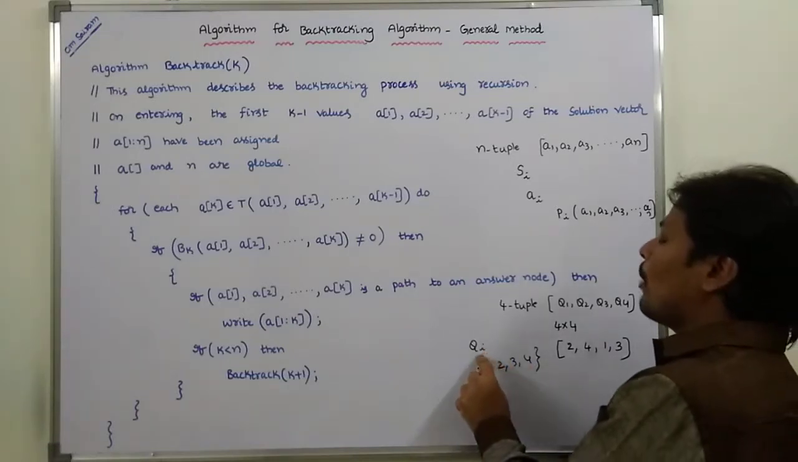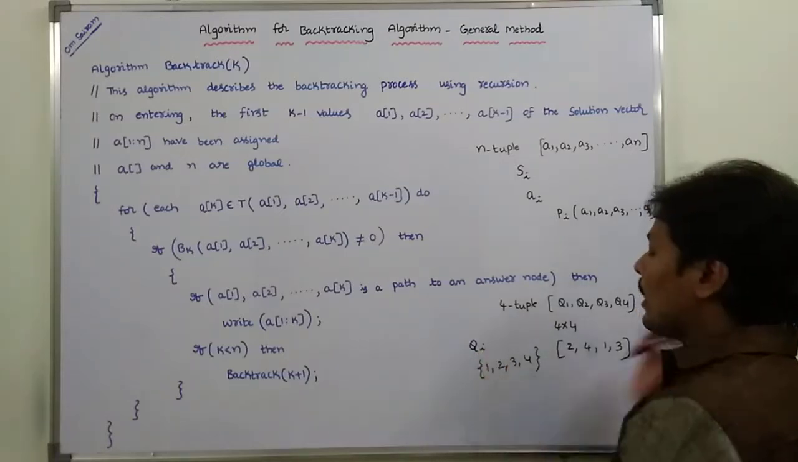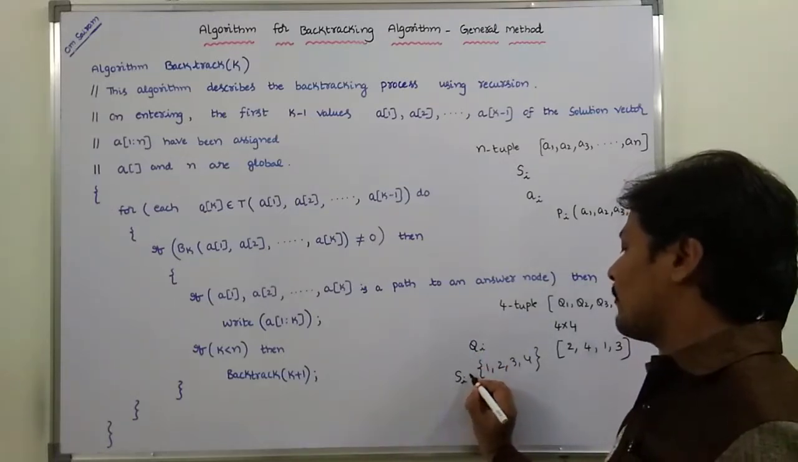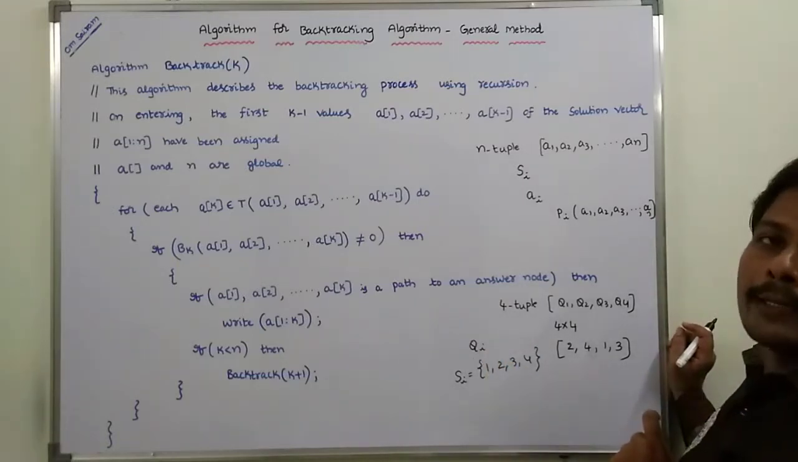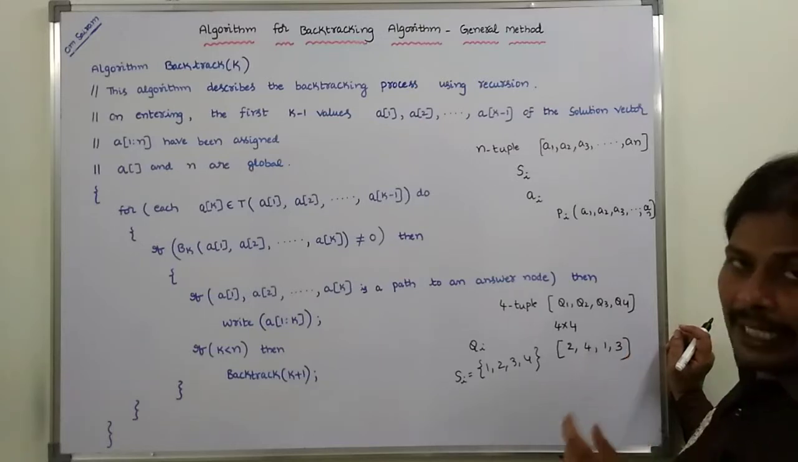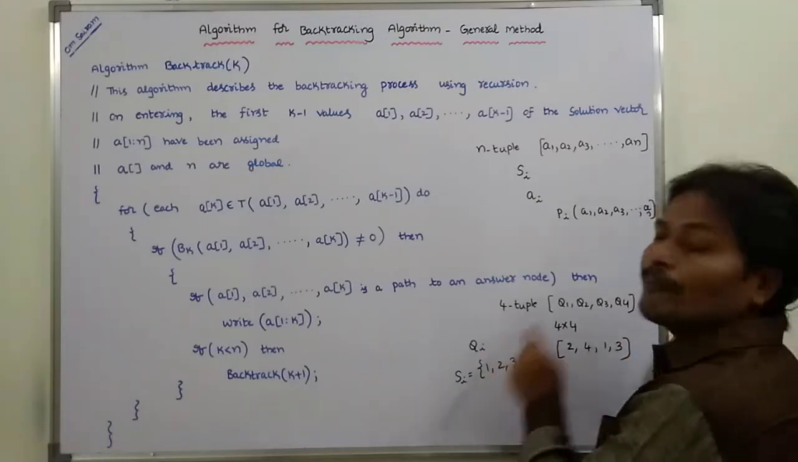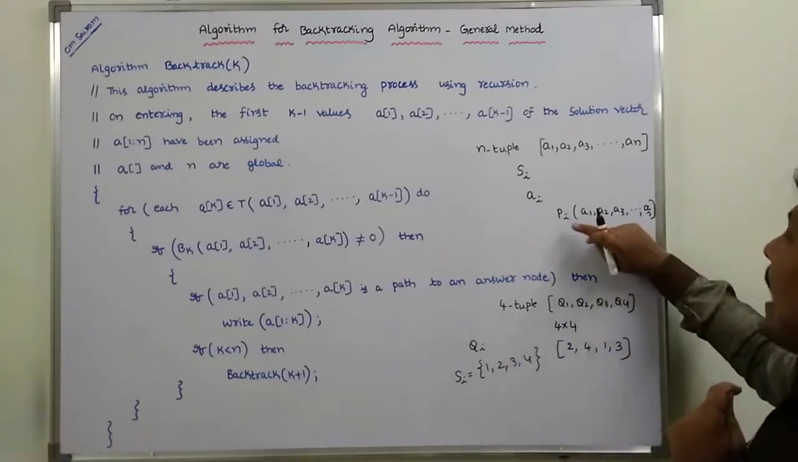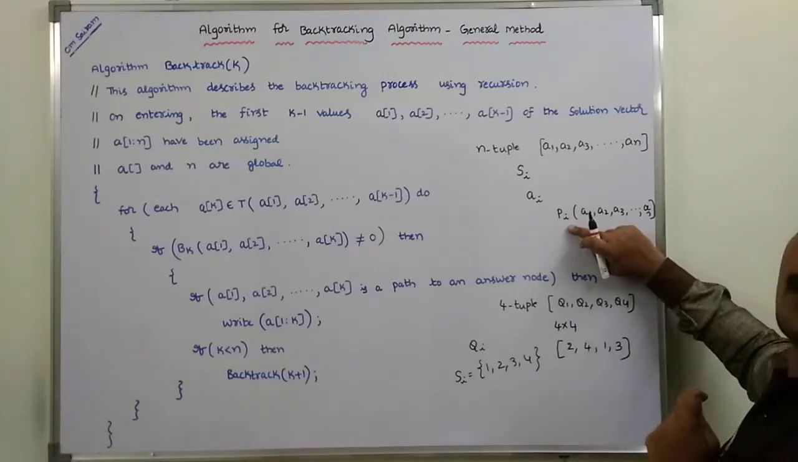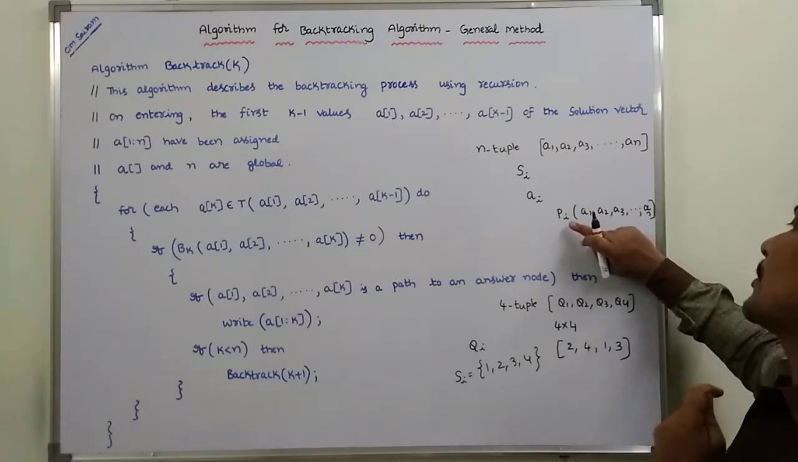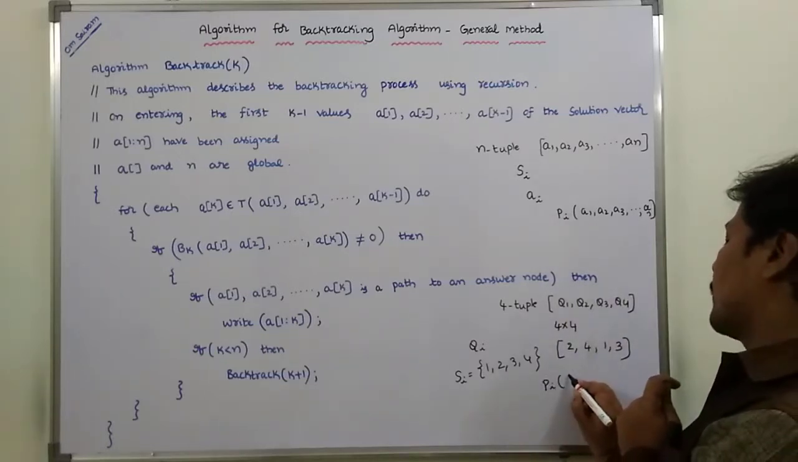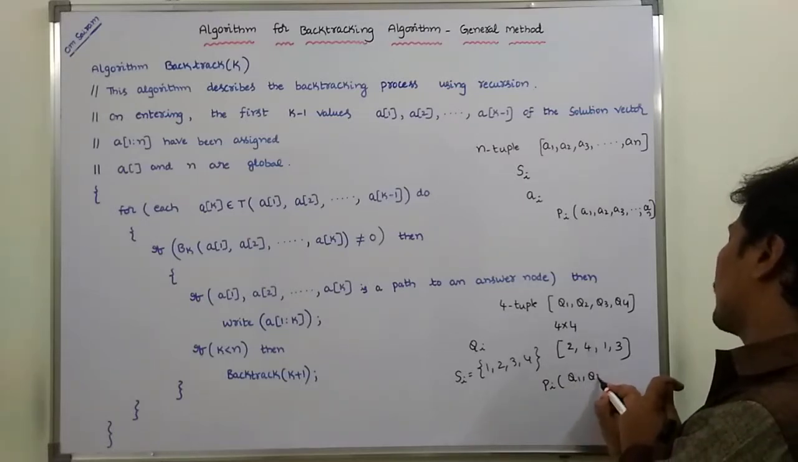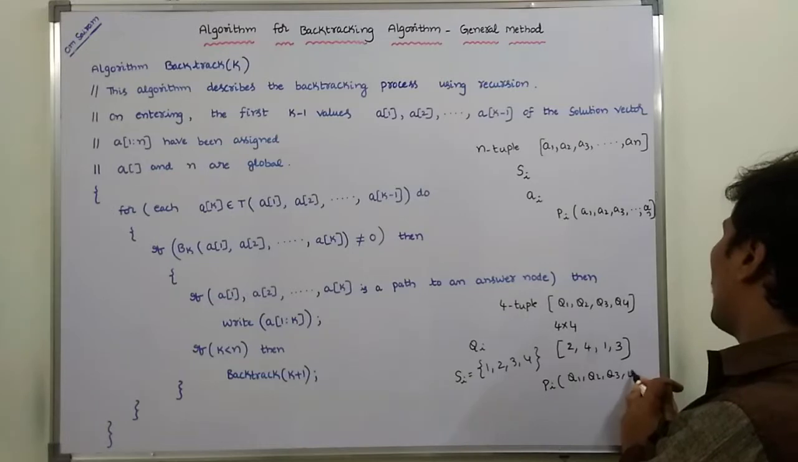Each qi can be chosen from the finite set Si. Each qi is called a solution vector. It satisfies the bounding function or criteria function Pi of q1, q2, q3, q4.